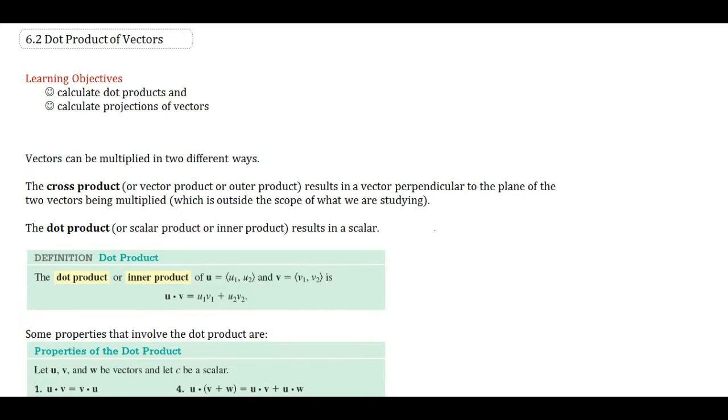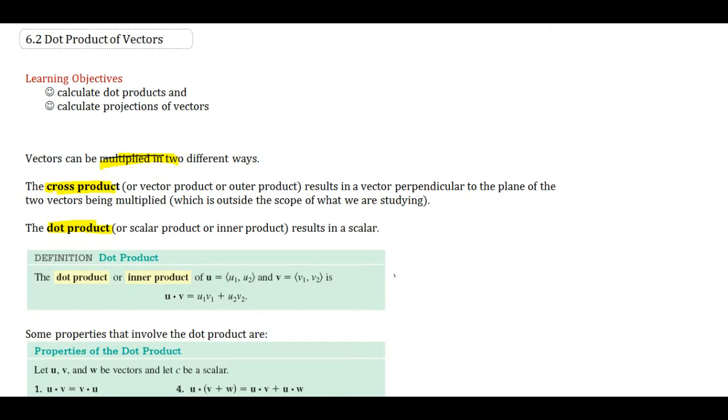So, vectors can be multiplied two different ways. One way is called the cross product. Now, the cross product is not something we're going to do because it just talks about a vector that's perpendicular to two other vectors, and we're not going to worry about that right now in this three-dimensional space. But we will talk about the dot product, which is a number that represents the scalar product of two vectors. In other words, it's kind of like it multiplies the magnitude of the two vectors and the angle between them, and it gives us a number, and that number actually turns out to be very useful.